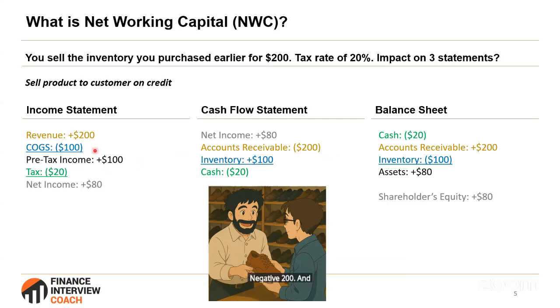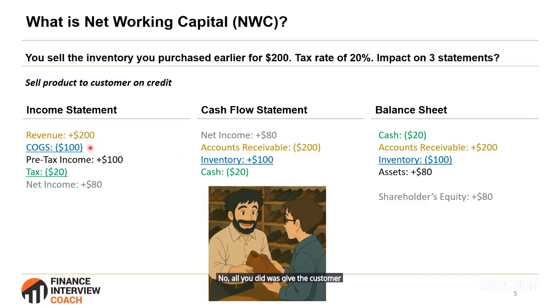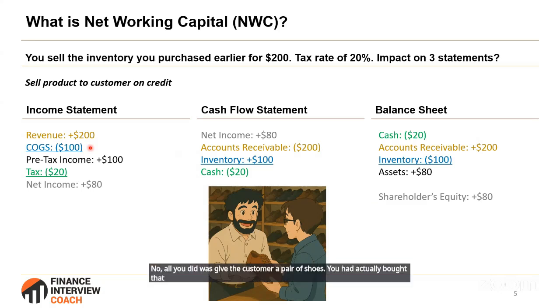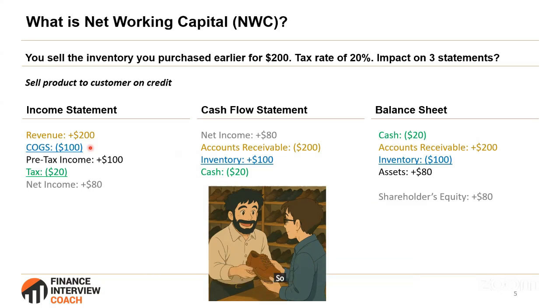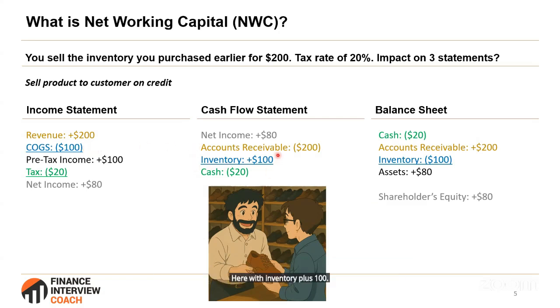And meanwhile, the COGS here, down to 100. Well, when the sale was made, did you take $100 out of your pocket and hand it to some entity? No, all you did was give the customer a pair of shoes. You had actually bought that inventory previously. Because of that, this is also a non-cash item. We're going to reverse that negative 100 in the income statement here with inventory plus 100. So either method works. Whatever is more comfortable for you.